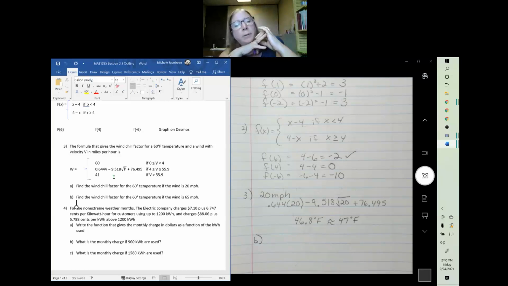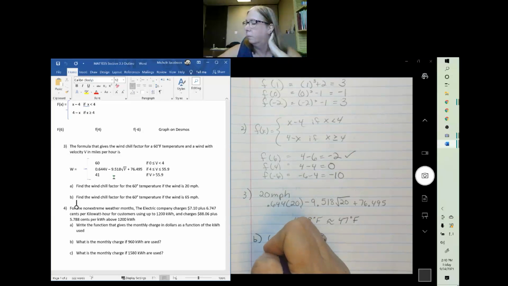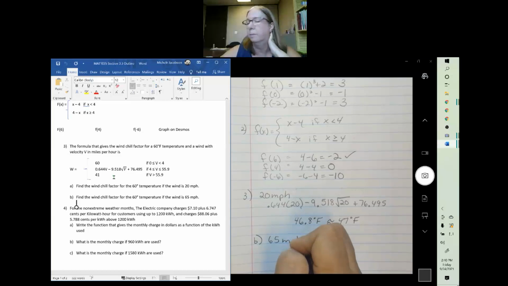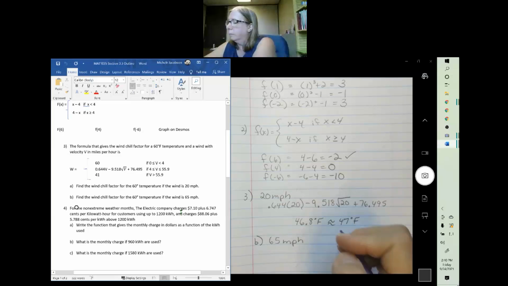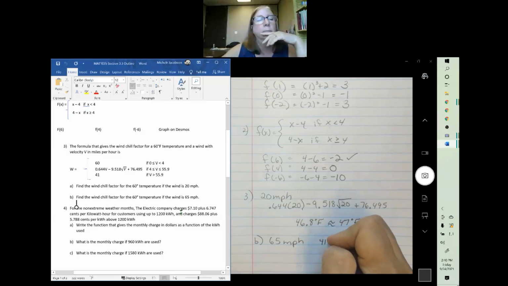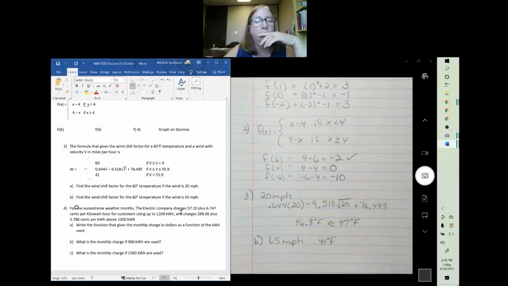Find the wind chill factor for the 60-degree temperature if the wind is 65 miles per hour. What would the temperature be if winds are going 65 miles per hour? Anyone? 41. Mm-hmm. Because 65 would fall in this bottom one. It's greater than 55.9, and so the temperature would be 41 degrees. Any questions on that?